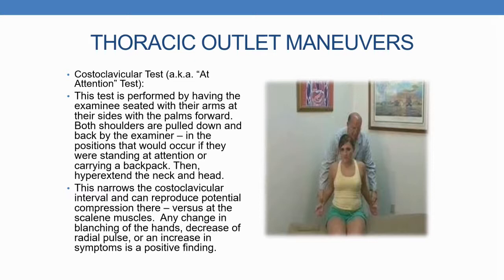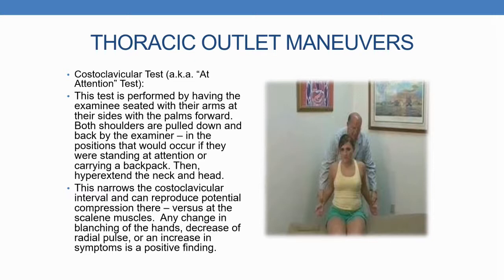Then ask the examinee to hyperextend the neck and head, thereby increasing the stretch on the scalene muscles, thereby pulling up on the first rib and further narrowing the costoclavicular interval. Any change in blanching of the hands, decrease in the radial pulse, or an increase in the symptoms, meaning radiating upper extremity symptoms, is a positive finding.